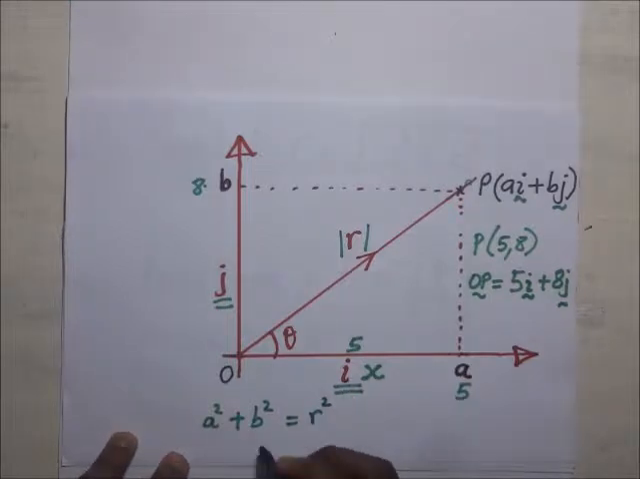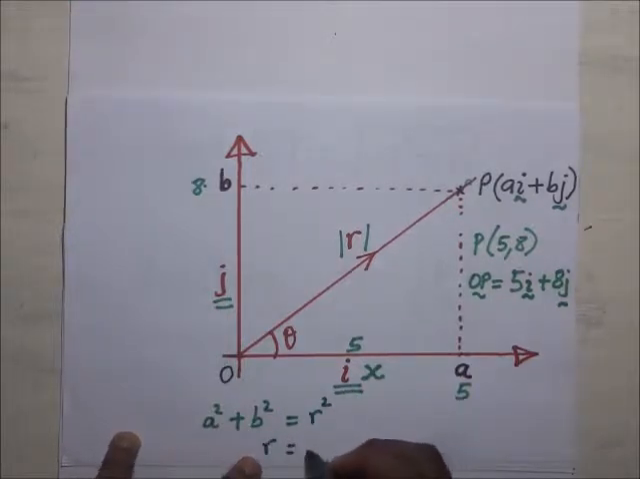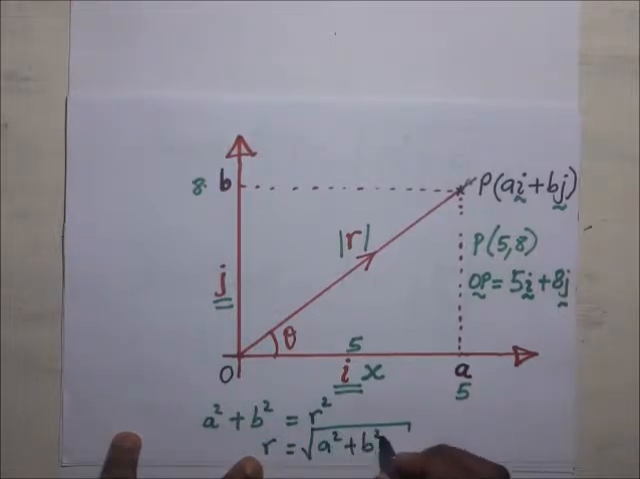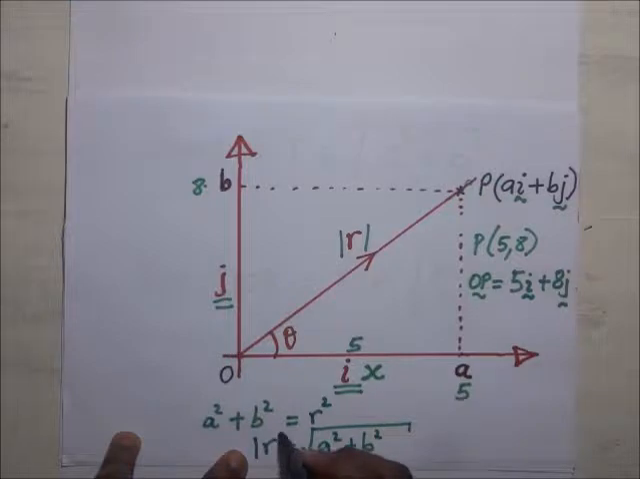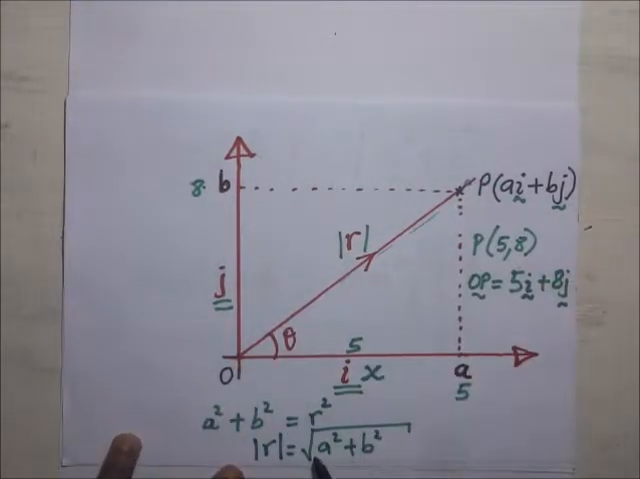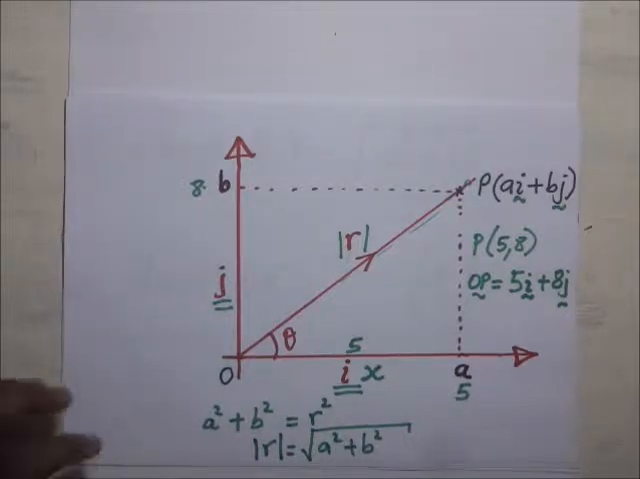So when we make R the subject of the formula, it ends up being the square root of A squared plus B squared. So the magnitude of R, the magnitude of this vector OP, is the square root of A squared plus B squared. That is in general terms.